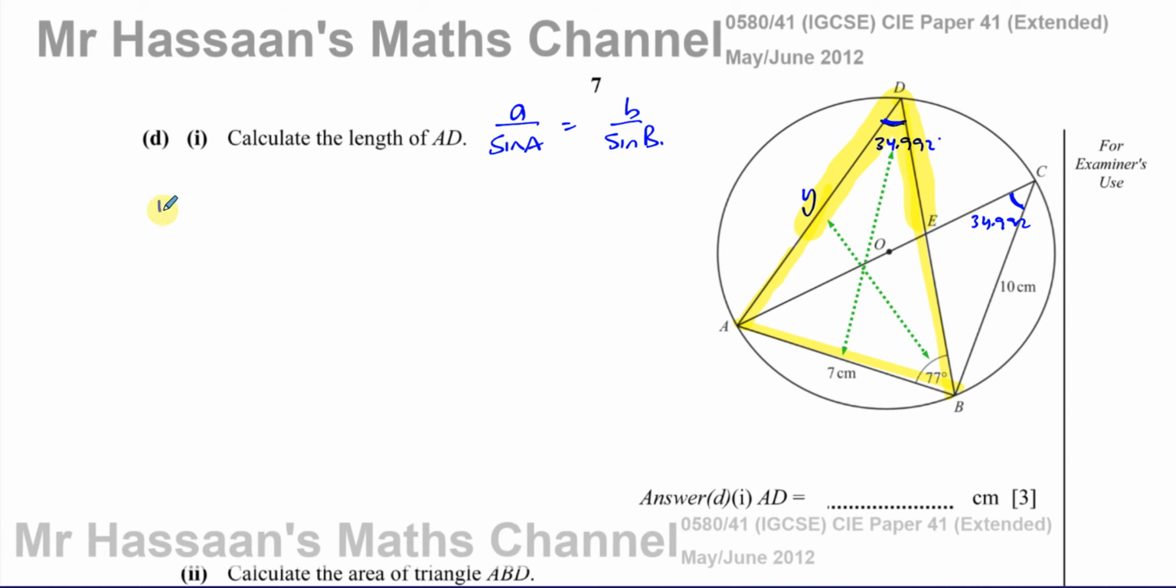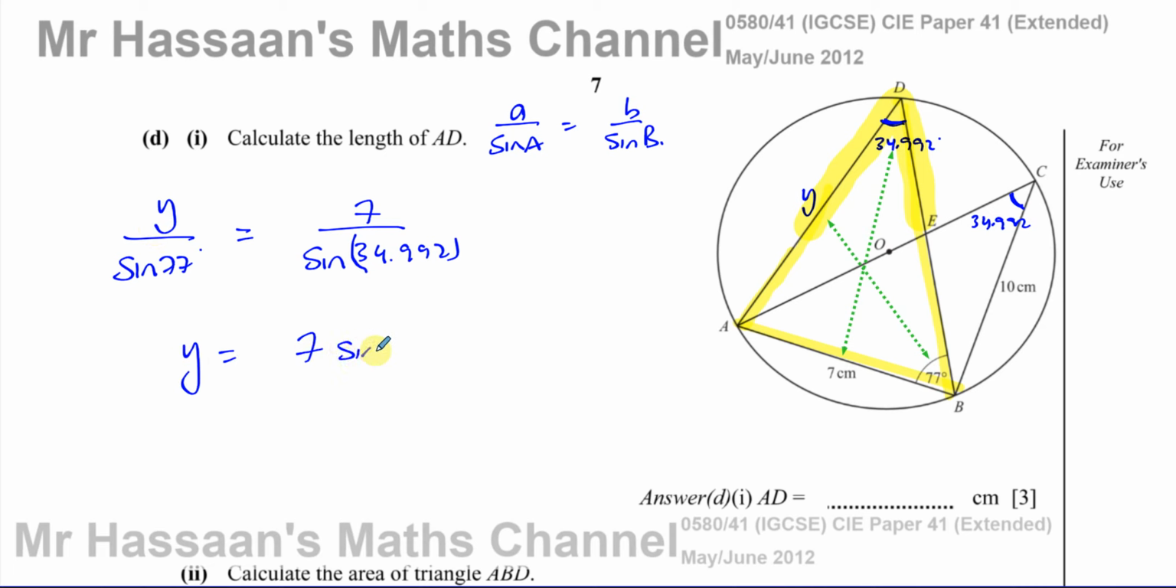So I can say that y divided by the sine of 77 degrees is the same answer as 7 over the sine of 34.992. Now, a lot of people forget to write sine. They just write the length over the angle. No, it's the length over the sine of the angle. That's very important. Don't forget that. Otherwise, your answer will be completely wrong. So if I cross multiply, 7 times sine 77 over the sine of 34.992, that will give me my answer, which in the end I'll round to 3SF.